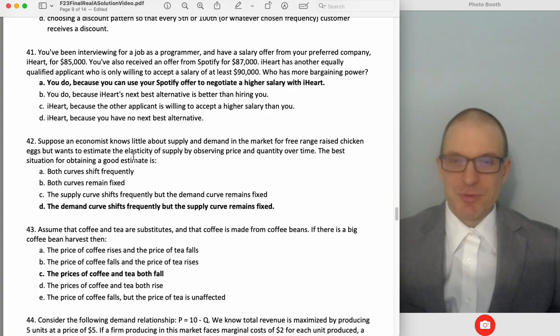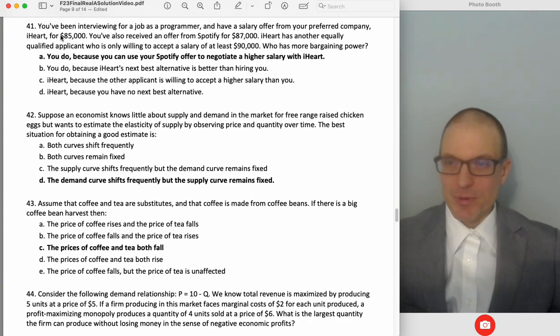You're interviewing for a job as a programmer, have a salary offer from your preferred company, iHeart, for $85K. You have an offer from Spotify for $87K. iHeart has an equally qualified applicant willing to only accept a salary of $90K who has more bargaining power. You do, because you have the Spotify offer to allow you to negotiate a higher salary with iHeart. Now, if the Spotify offer was $97,000, then you would not have better bargaining power because they would have somebody who's willing to accept an offer lower than that, right?